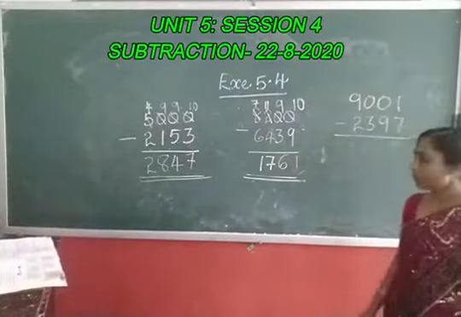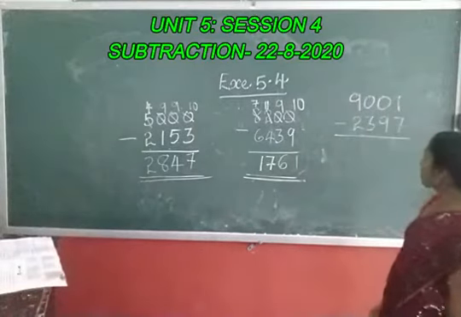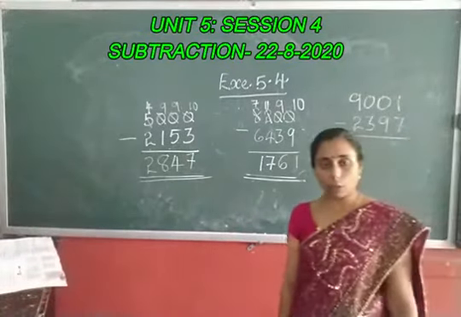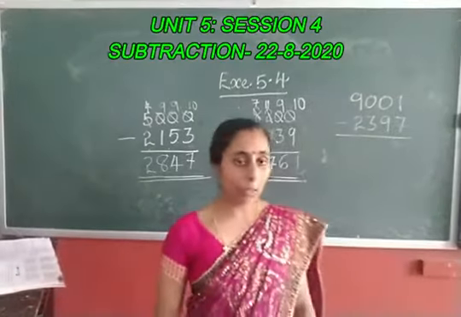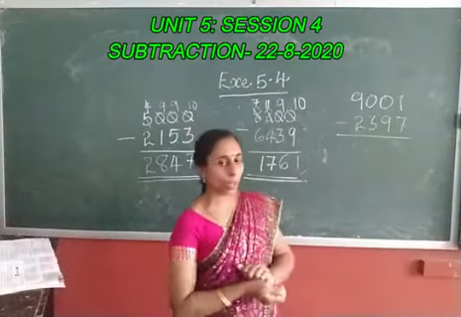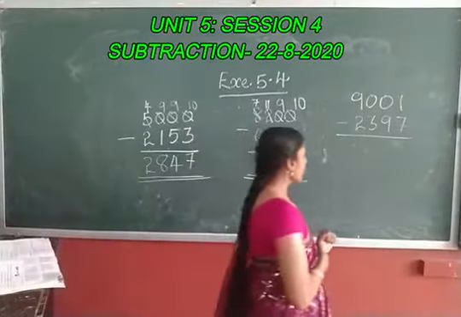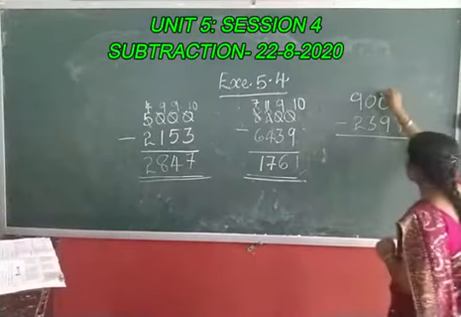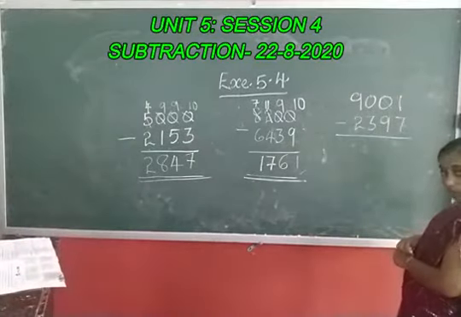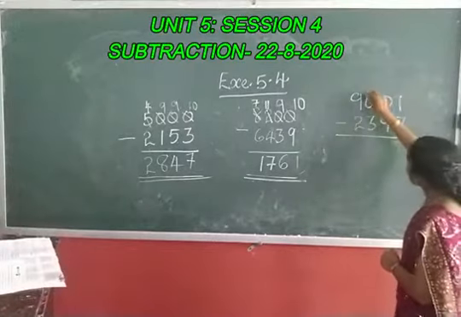First, we start the subtraction in the one's place. 1 minus 7, can you do? No, because 1 is smaller than 7. So we should borrow from the tens place. Here there is only 0, so we go here and cut.